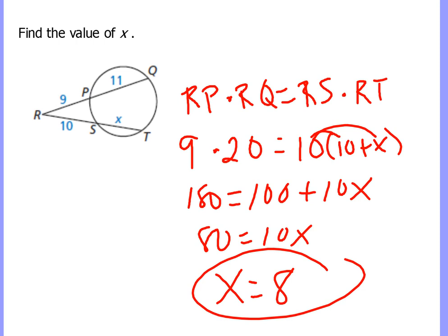And it doesn't matter what the scenario is, it's the same thing: external times the entirety equals external times the entire secant segment.